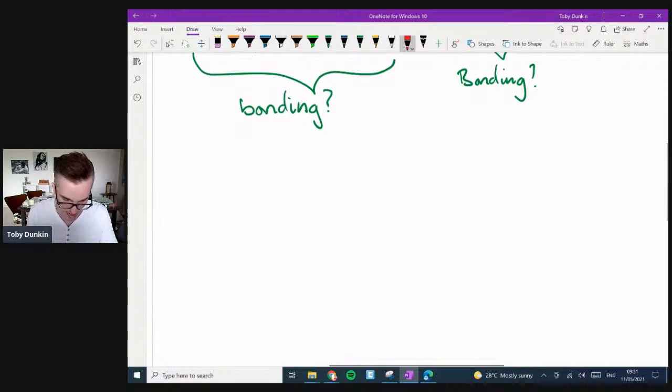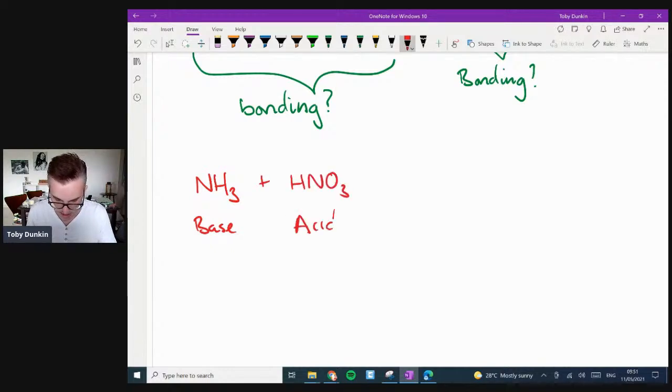Another example of this is if I do ammonia, which is the base, and I'm going to react it with nitric acid, HNO3, and this is my acid. And in this case, the proton gets transferred over to the ammonium from the NH3.